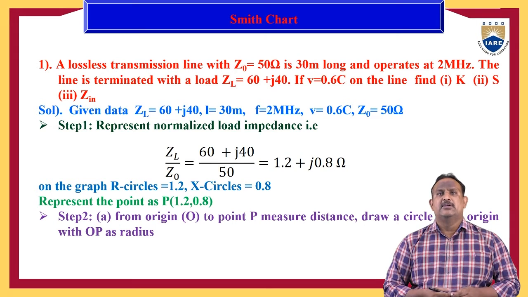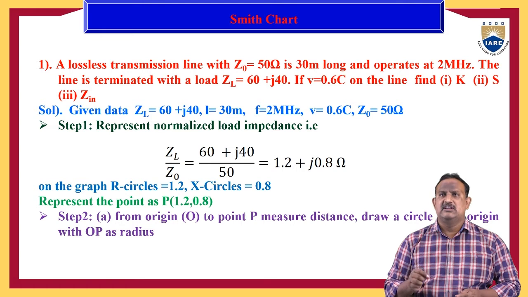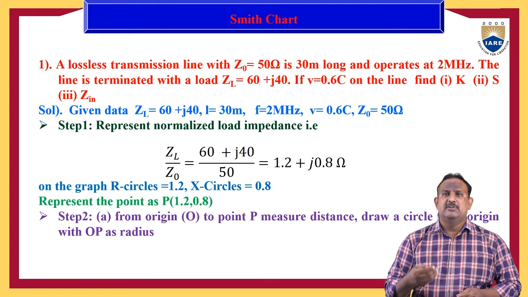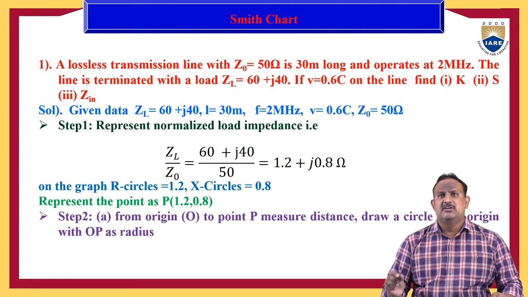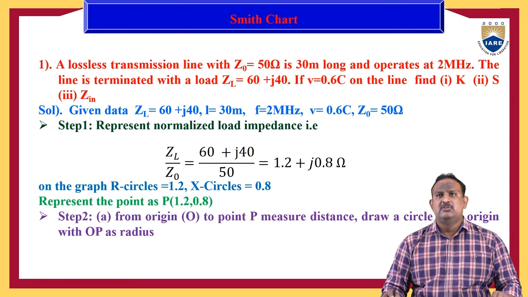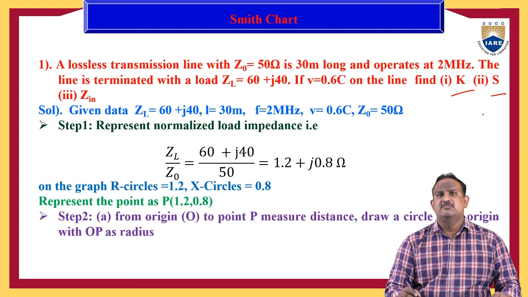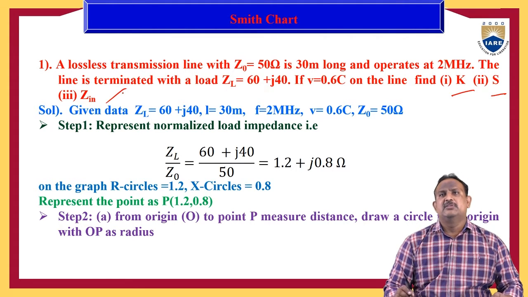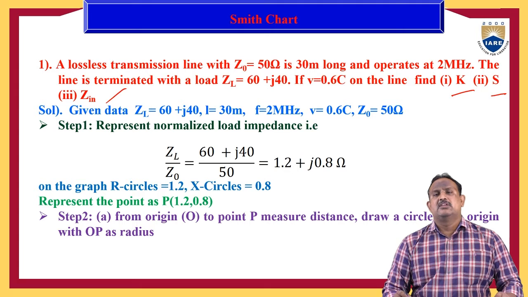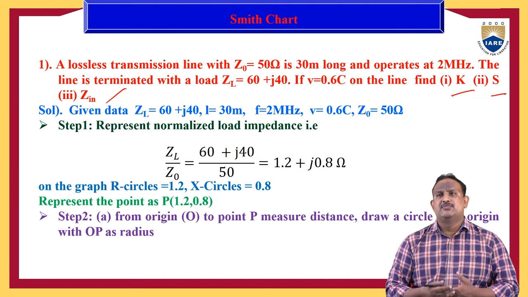The first problem is a lossless transmission line with characteristic impedance Z0 equal to 50 ohms, 30 meters long, and operating at 2 megahertz frequency. The line is terminated with a load of ZL equal to 60 plus j40. If the velocity is 0.6 C on the line, then we need to find the K value, where K is the reflection coefficient, and the S value, which is the VSWR. Then we need to find the input impedance using the Smith chart. So here we find the reflection coefficient, VSWR and input impedance from the Smith chart.